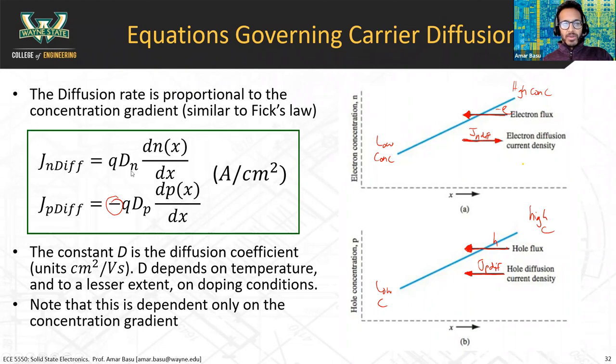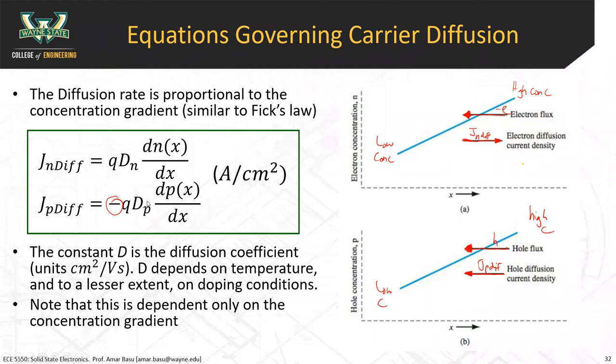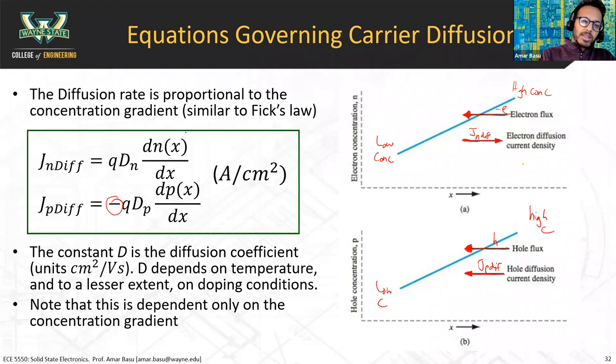Okay, so if we look at this example here, it kind of makes sense. Right here, this is an example of N of X. What is the polarity of the slope here? Positive or negative? Positive. Okay, we have a positive polarity. So dN/dx in this case is positive. The diffusion coefficient is always positive, and this Q is always positive. So in this case, the JN diffusion is also positive.